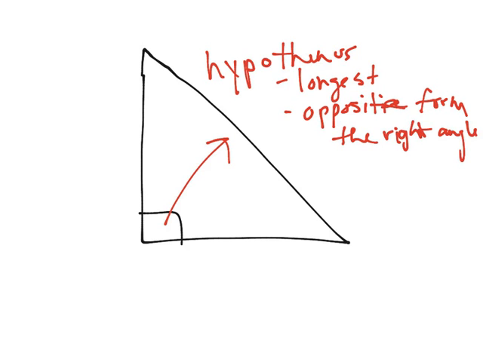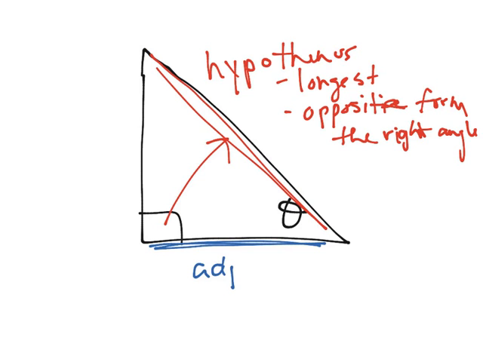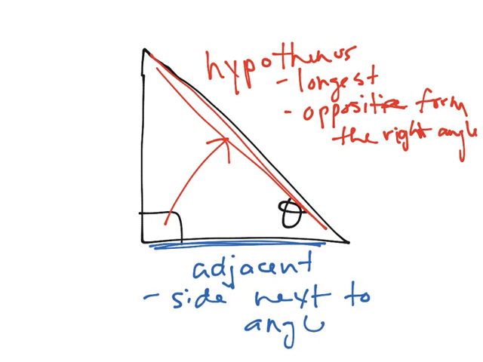Alright, then we want to say, okay, so if we have some theta or some angle, theta is a stand-in for an angle, what would be my adjacent? So when we talk about adjacent, we mean a side that is next to our angle, but that's not the hypotenuse. So adjacent would be the side next to your angle that is not already your hypotenuse.